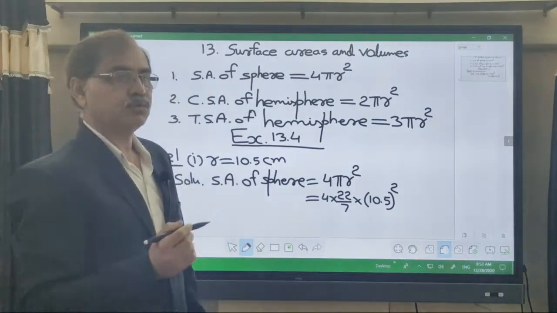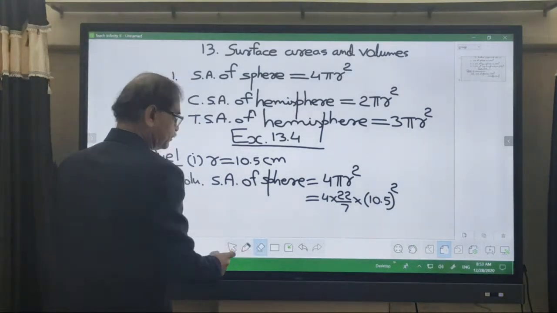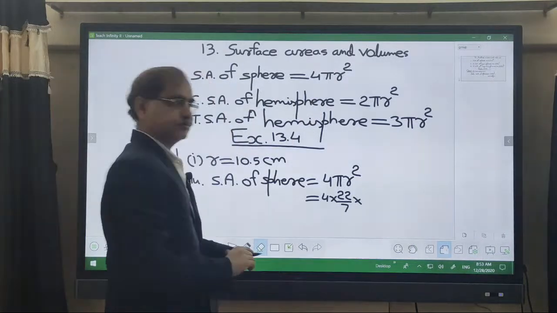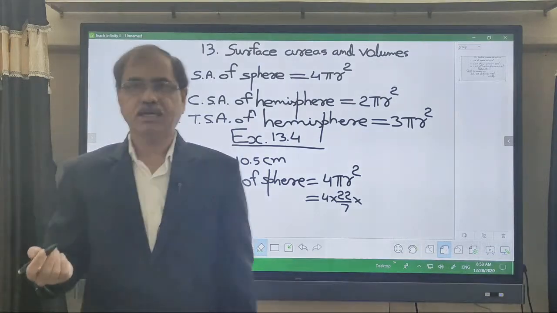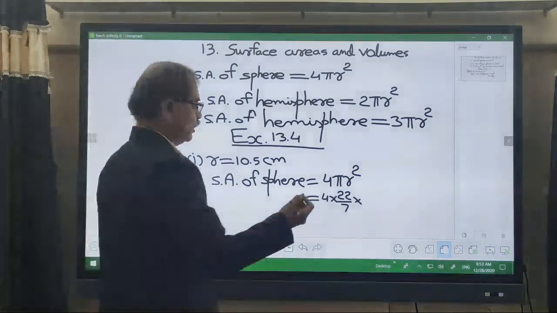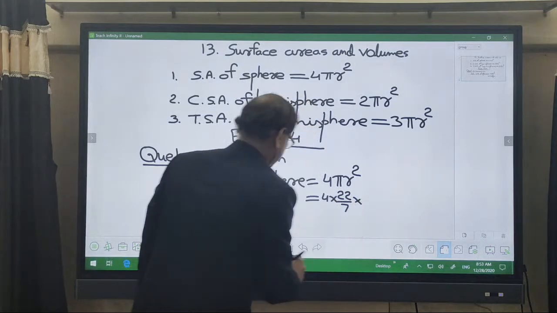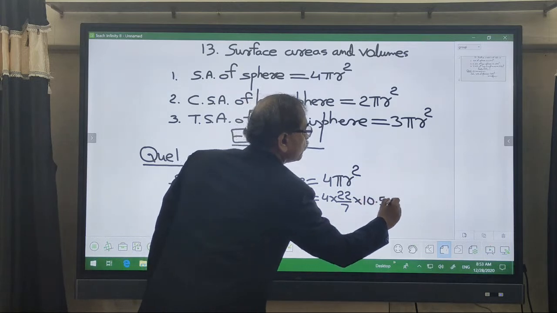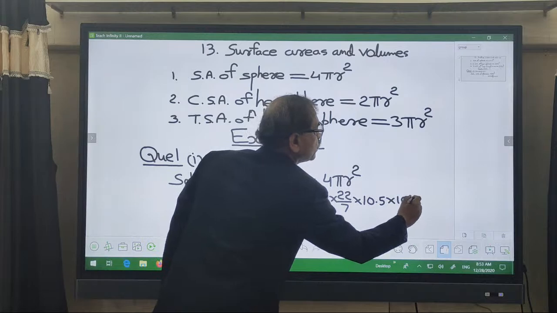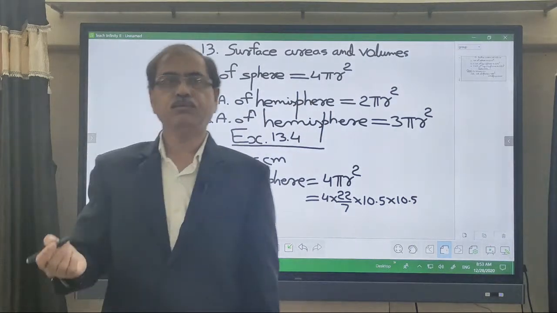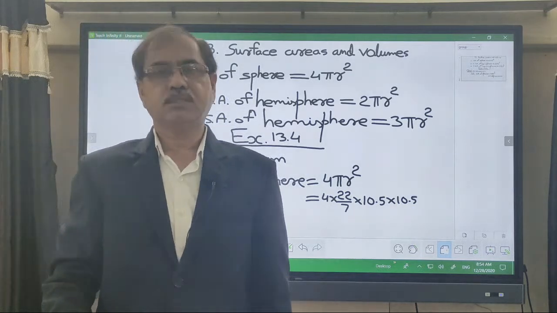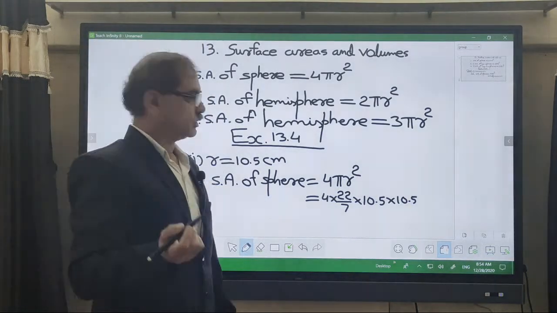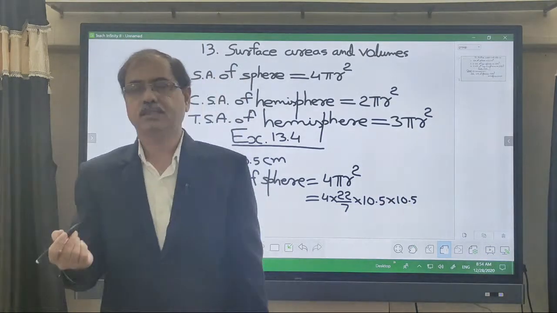Or if you don't want to do that way, then you may repeat the number again. R square means r multiplied by r. Our value of r is 10.5. In that case, you can write 10.5 multiplied by 10.5. It is up to you how you would like to write it. Either you can substitute r is equal to 10.5 and then whole raised to 2. If you do that, then in the next step again you will have to open the bracket like this.